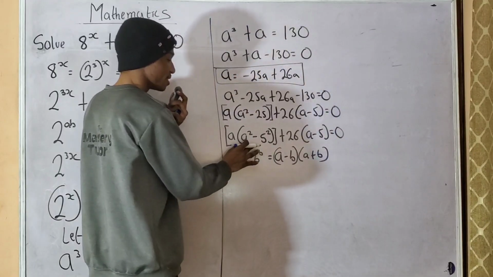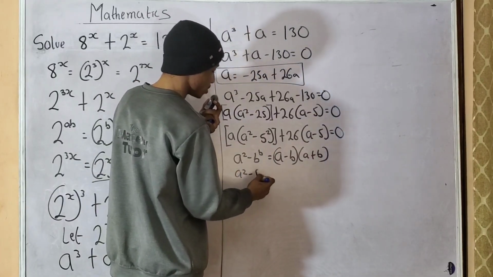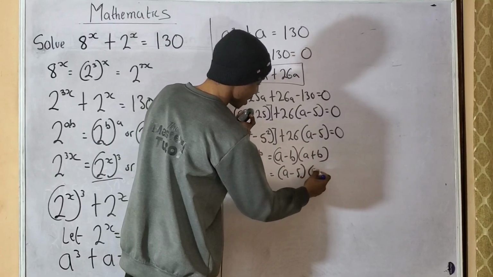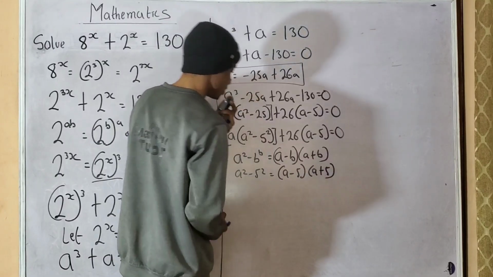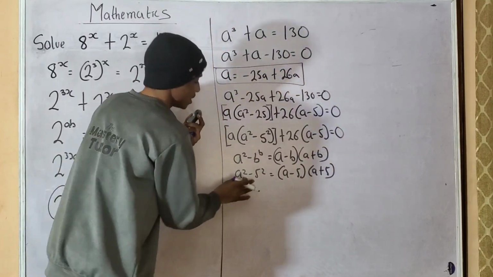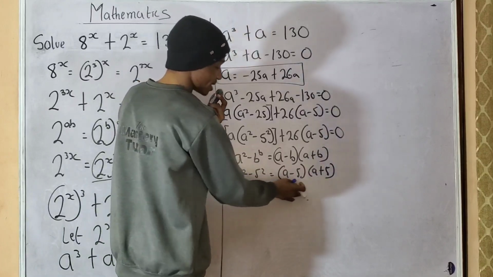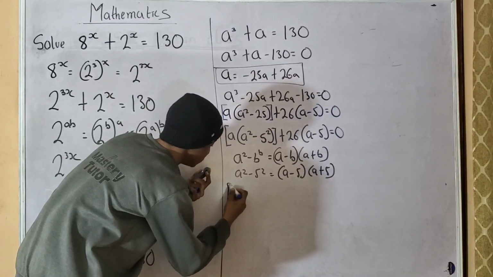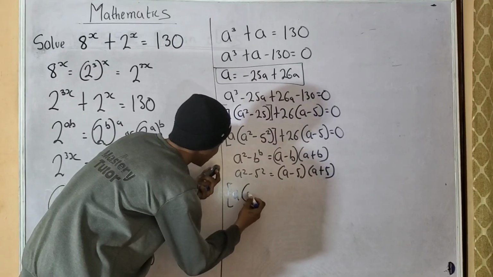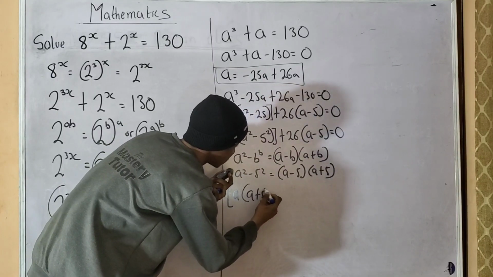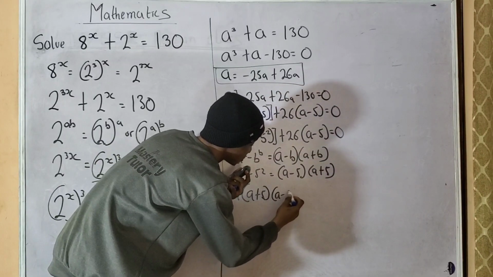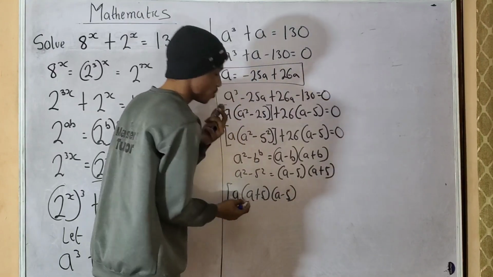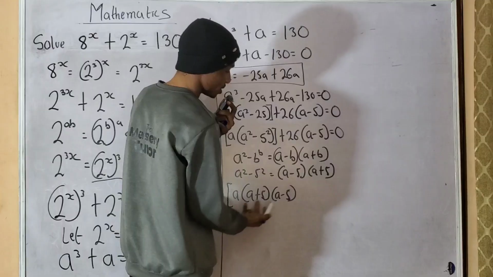So that means I can rewrite a squared minus 5 squared as a minus 5 multiplied by a plus 5. Are you following? So I'm going to replace a squared minus 5 squared with a minus 5 and a plus 5. So the equation becomes a multiplied by a plus 5 multiplied by a minus 5, which is the same thing. You can put any one. I just bring this one here and then this one here.